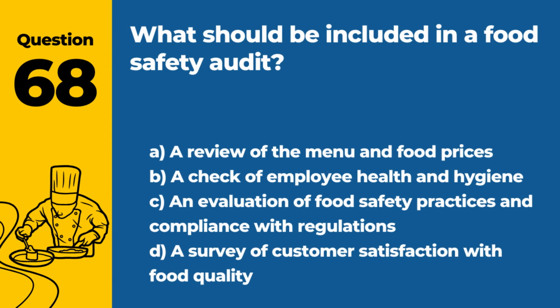Question 68. What should be included in a food safety audit? A. A review of the menu and food prices. B. A check of employee health and hygiene. C. An evaluation of food safety practices and compliance with regulations. D. A survey of customer satisfaction with food quality. Answer. C. An evaluation of food safety practices and compliance with regulations.